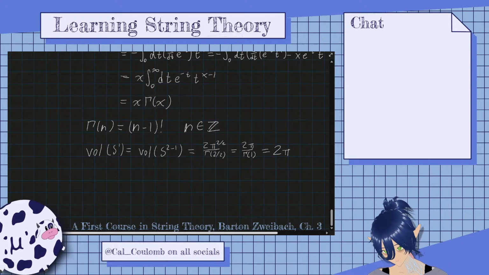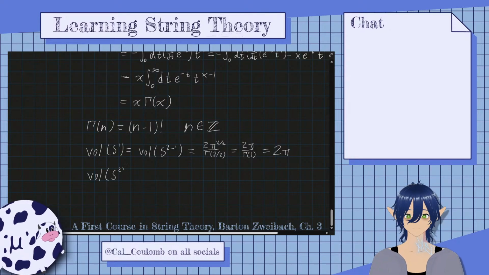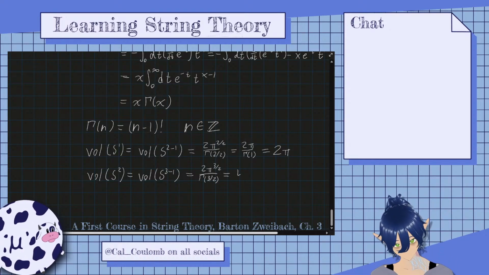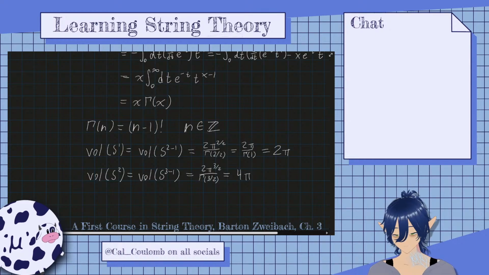Now let's look at the volume of the 2 sphere, S2. So we have the volume of S3 minus 1. So we have 2 pi to the 3 halves divided by gamma of 3 halves, which is 4 pi. Exactly what we got before, in agreement with the known values.